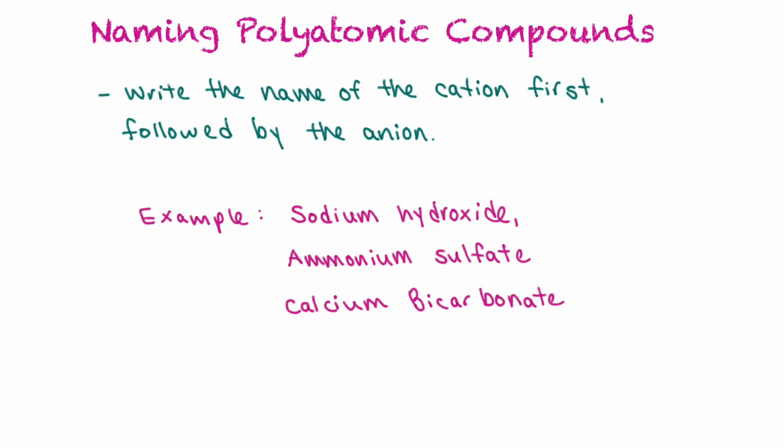When you're naming polyatomic compounds, you write the name of the cation first, followed by the anion. Some examples would be sodium hydroxide, or ammonium sulfate, or calcium bicarbonate. You actually don't even need to rename the anion because it's already been placed in ion form for the name of the compound.